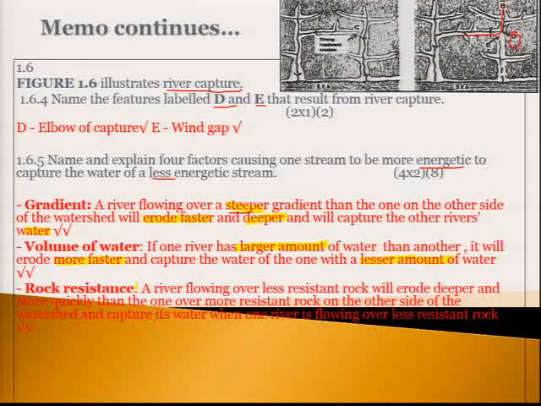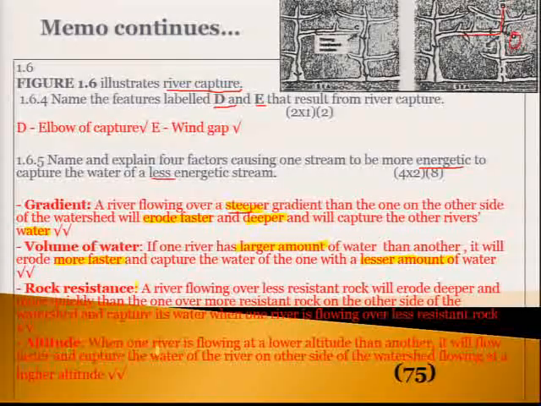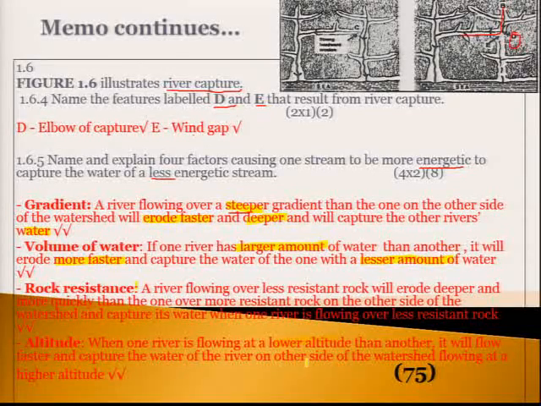The third one, we check what? The rock resistance. A river flowing over the less resistant rock will erode deeper and more quickly. The one over more resistant rock will be on the other side of the watershed, and its water will be captured by the river flowing over the less resistant rock. And then we talk of the altitude. When one river is flowing at a lower altitude than the other, it will flow faster and capture the water of another river and erode the watershed flowing at a higher altitude.